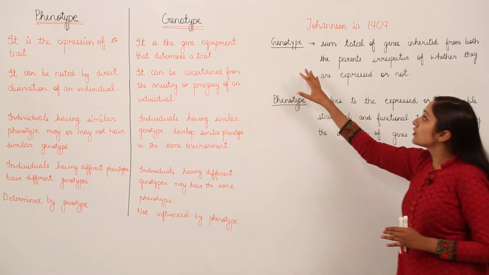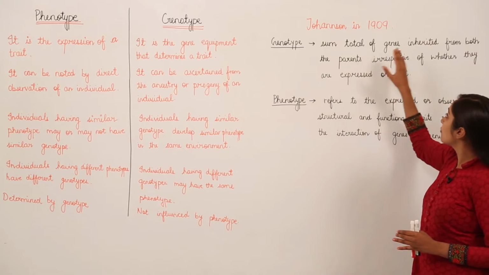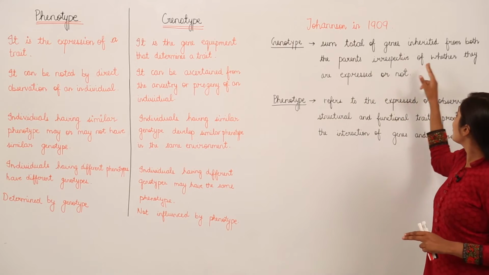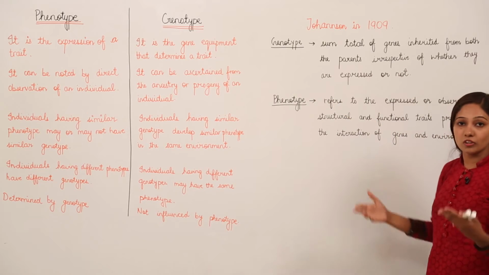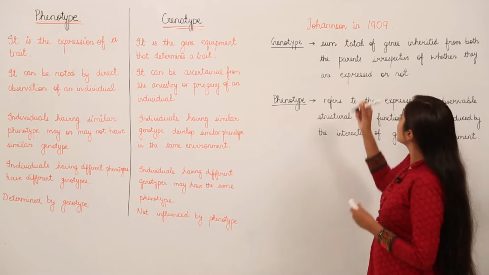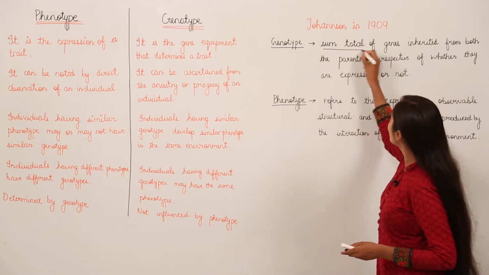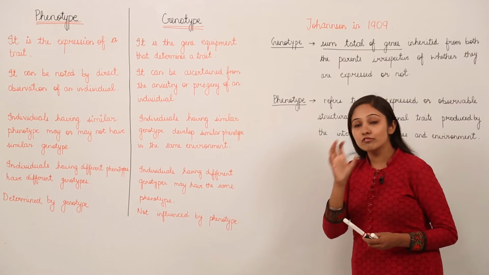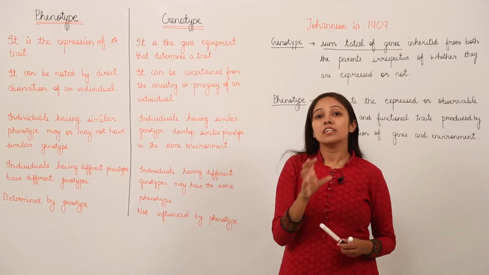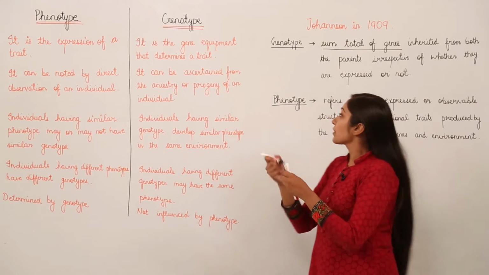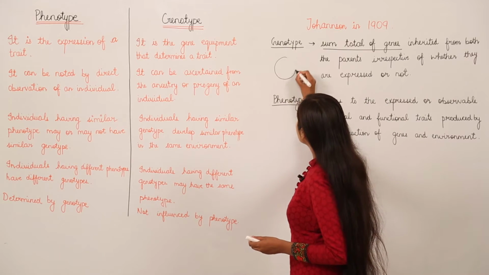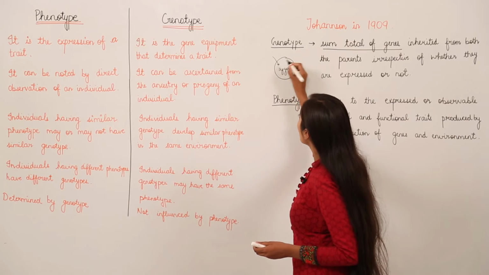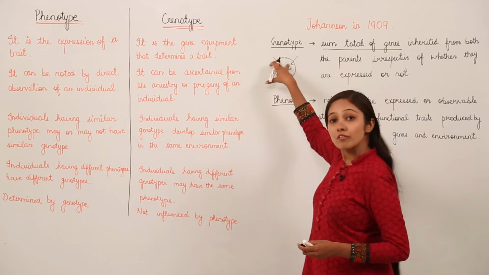So what do we mean by genotype? It is the sum total of genes inherited from both the parents, irrespective of whether they are expressed or not. It means the total number of genes. It refers to the sum total of genes inherited from both the parents. As you all know, the zygote is formed after fertilization. So the zygote contains genes from both the parents, from mother also, from father also.